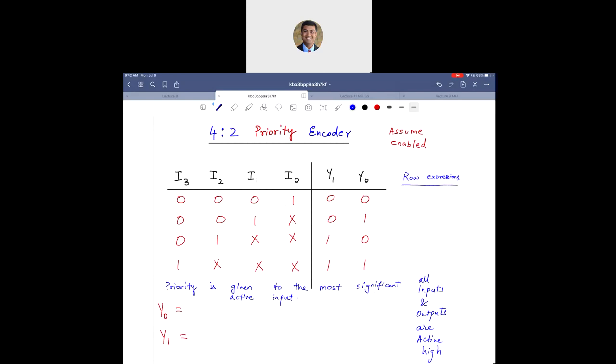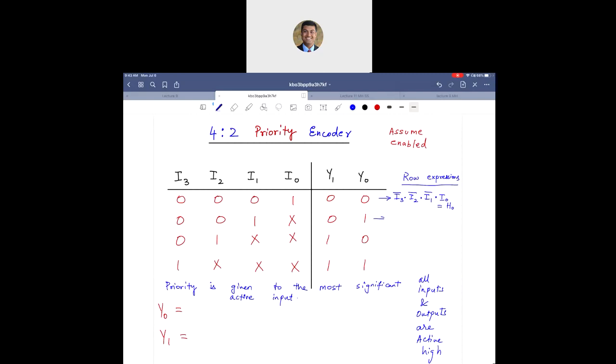For each row, I'm going to write an expression. So for the first row, what do you have? I3 is 0, I2 is 0, I1 is 0, and I0 is 1. So that's what I'm going to call I3 complement and I2 complement and I1 complement and I0. And I'm going to define that as H0.